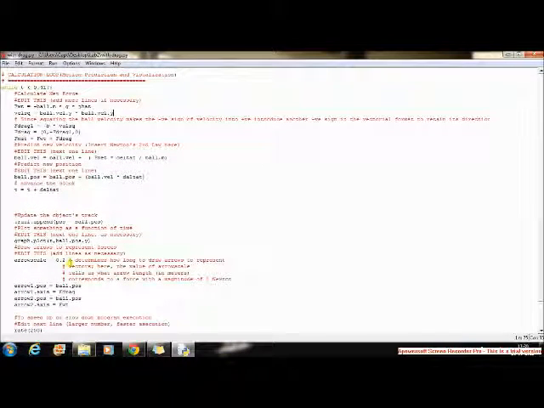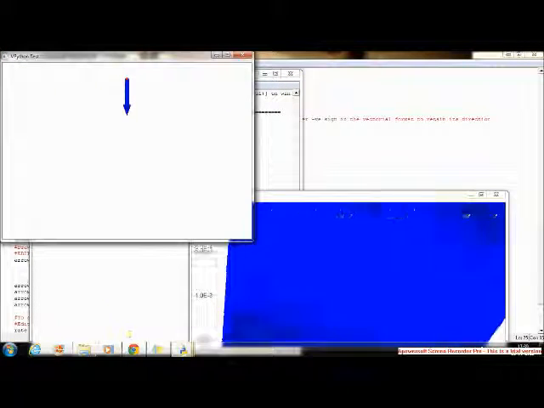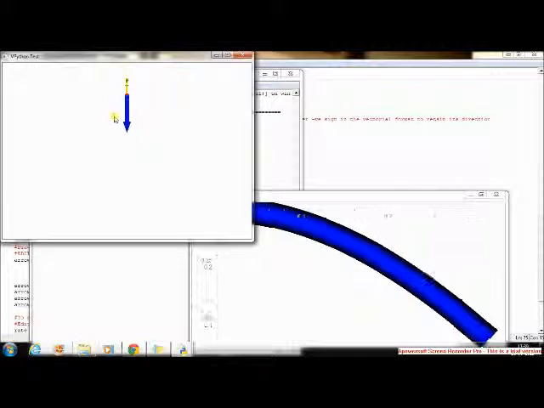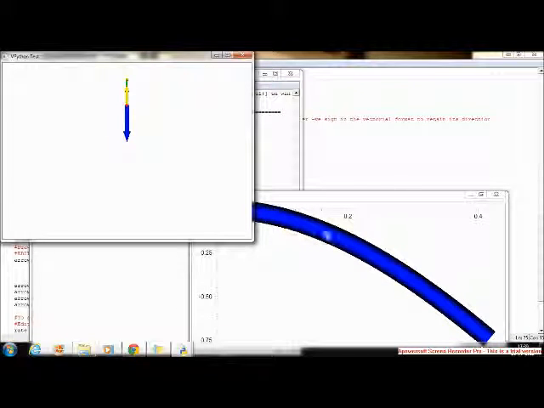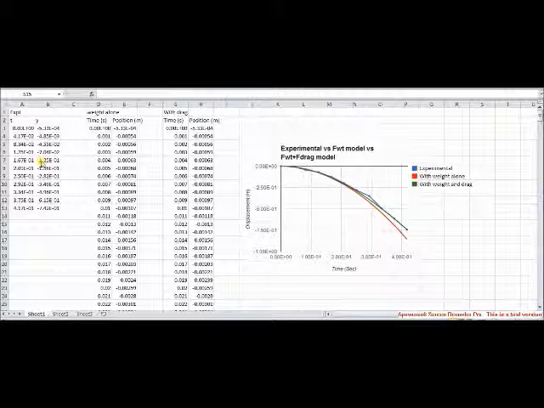So this is squaring. Running the program, the blue arrow indicates the weight force, whereas the yellow arrow indicates the drag force. The weight force is a constant for the entire period of time, whereas the drag force increases as the ball proceeds, which says that the drag force is directly proportional to the velocity.